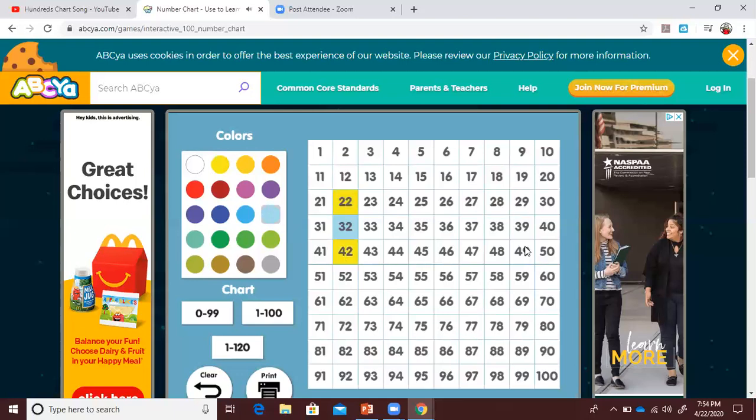It works the same no matter where you're looking on the hundreds chart. So if we pick the number 77, to get 10 less, we go up the chart. Just one space, it's just 10 that we're going. And 10 more, we go down the chart. So 10 less than 77 is 67, and 10 more is 87.